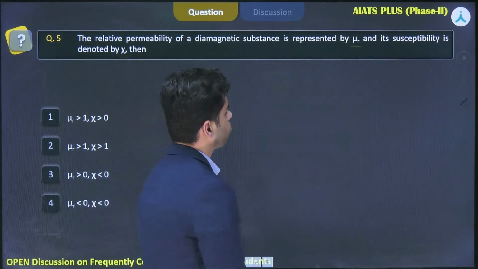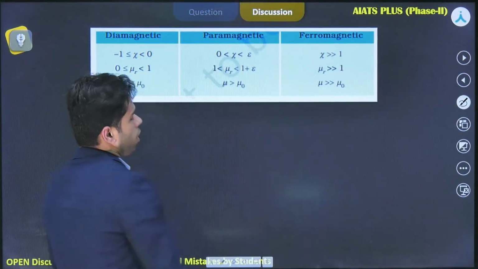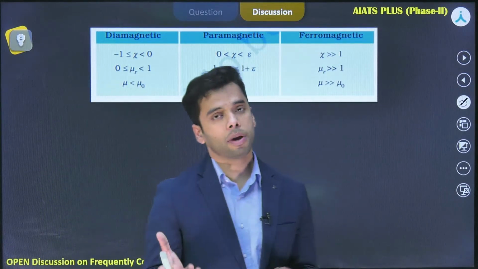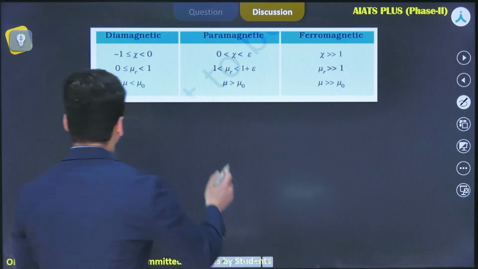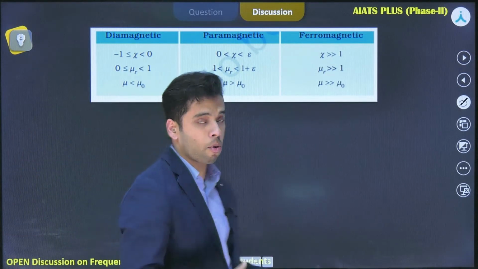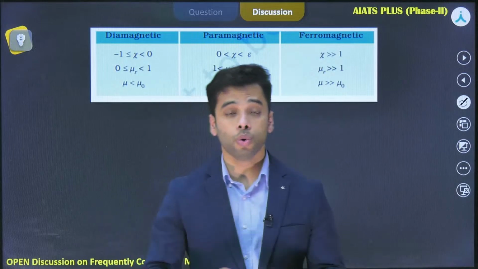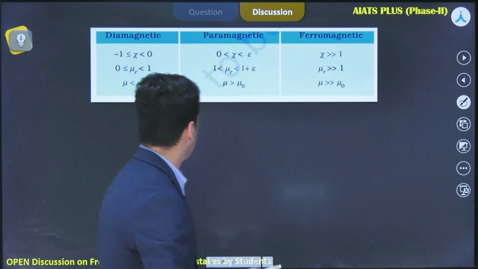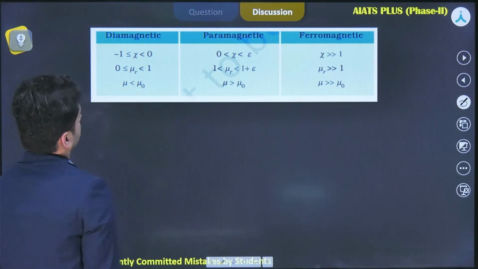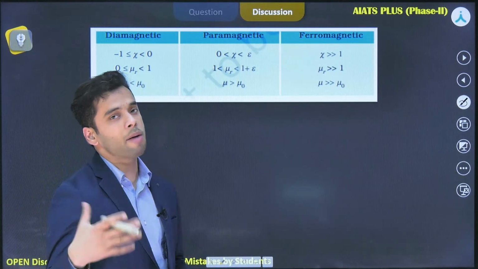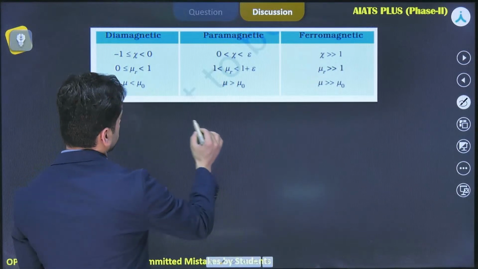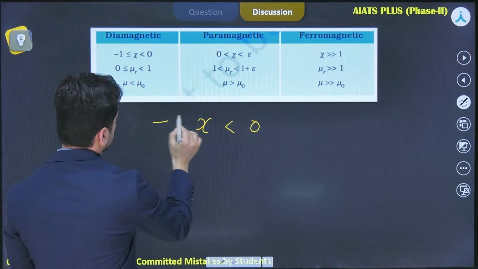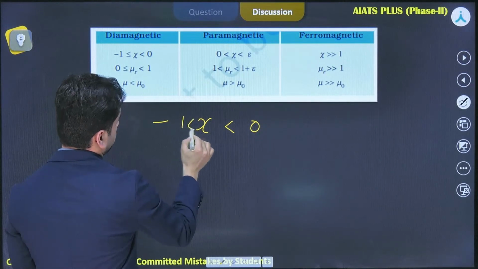What is mu r? See, we have three kinds of materials with us: diamagnetic, paramagnetic and ferromagnetic. So over here I am giving you a chart which is very important from the point of view of NEET examinations. You get a lot of questions from this part. Here this zeta is your magnetic susceptibility. Let's have a look at the diamagnetic first. For diamagnetic, the susceptibility zeta is between 0 and -1, right?